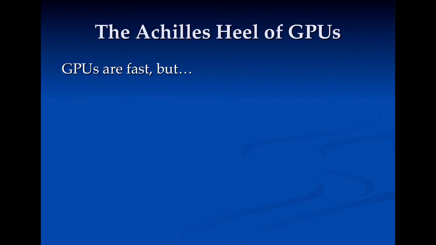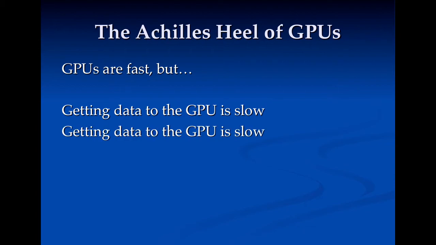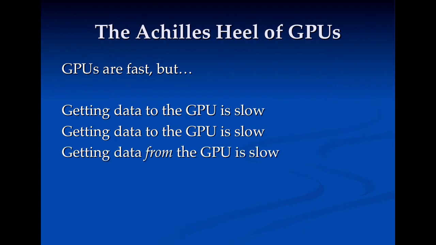So before we go further, I want to emphasize one important thing here, and that's the Achilles heel of GPUs. GPUs are very fast, but getting data to the GPU is slow. To make this point, let me say that again. Getting data to the GPU is slow, and conversely, if getting data to the GPU is slow, then also getting data from the GPU is going to be slow.